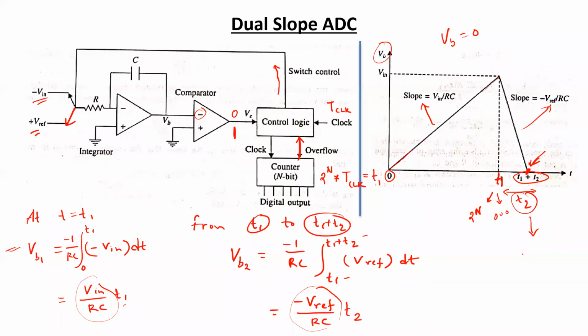Now how can that be justified? We can further examine these relationships of the integrator output voltages and show that the input voltage is actually proportional to this duration of T2. So from that it can be considered that the counting done by the counter for this period of time would be a representative of the input voltage.